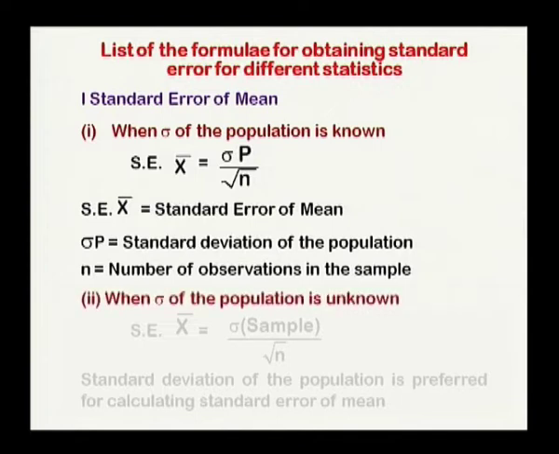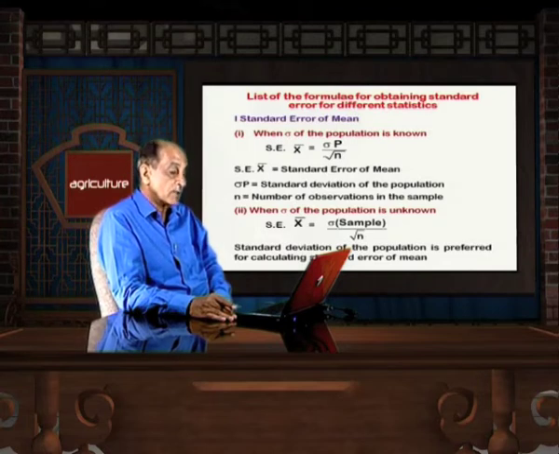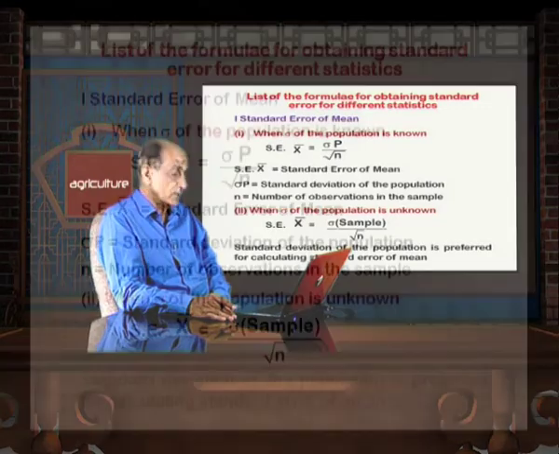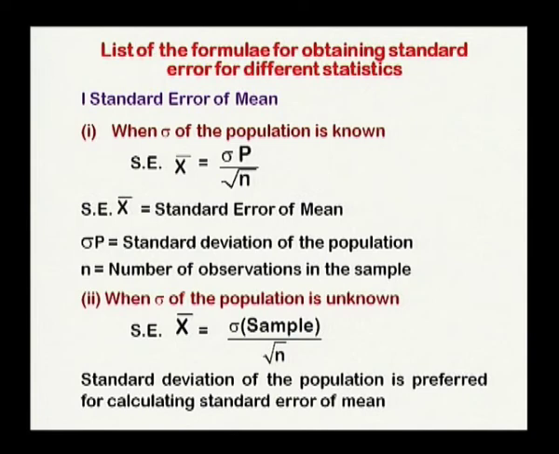Second is when the standard deviation of the population is unknown, or we do not find the standard deviation of the population. Then this formula is highly useful. Standard error of x bar is equal to the standard deviation of the sample divided by the root of n. In this case we depend on the standard deviation of the sample, divided by the root of the total number of samples. It is important that the standard deviation of the population is preferred for calculating the standard error of the mean.